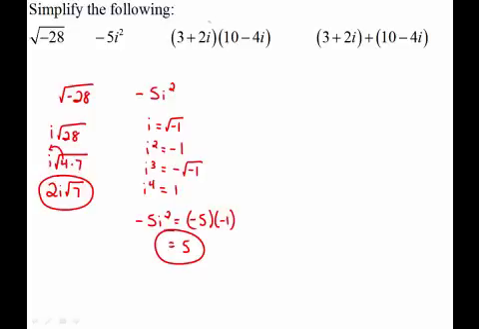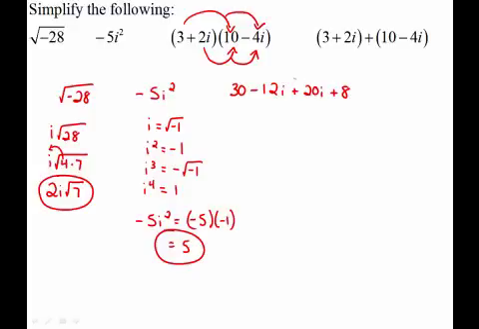Here's two complex numbers. This is a FOIL problem, but again, I like to think of these as just multiply everything on the left by everything on the right. And so 3 times 10 is 30. 3 times negative 4i is minus 12i. 2i times 10 is plus 20i. And then 2i times minus 4i is negative 8i squared, but just like in the last problem, we know i squared is negative 1, so it's negative 8 times negative 1, which would be plus 8.